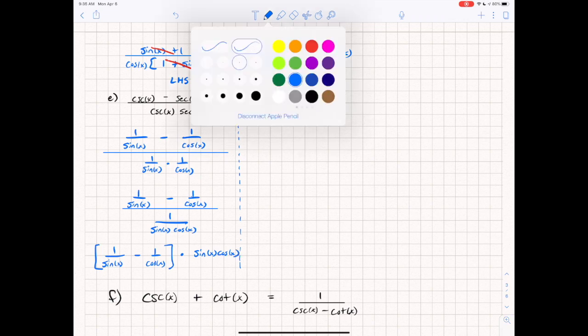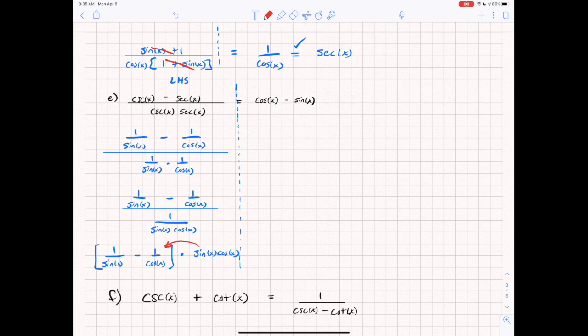Because now when I take this sine x cosine x and I distribute it to the pieces that are in the bracket, this first time that I multiply it out, the sine x and the sine x on the bottom will cancel. I will be left with just cosine of x. Minus, when I do the second fraction here, the cosines will now cancel, and I'll be left with just a sine x. And there's my final, because again, if you look at the right-hand side, that's what I was trying to get. We're now verified. Let's take a look at F.